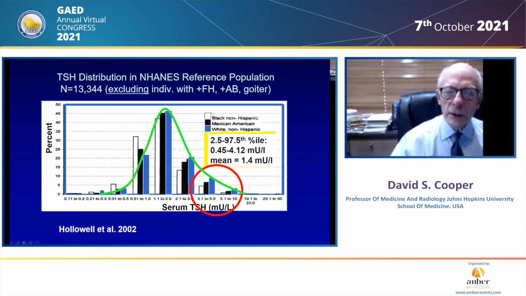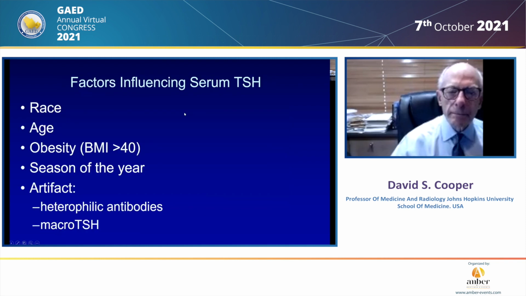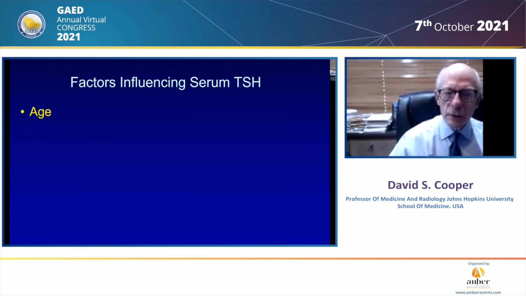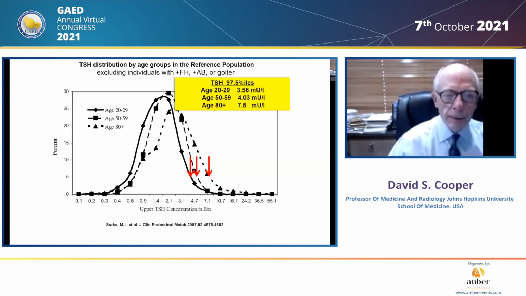But you can see there are actually mild ethnic differences, so that Black individuals actually have a slightly lower TSH with a curve that's shifted over to the left. Now, there are actually many factors that can influence serum TSH. I've listed them here. Obesity is one, season of the year. I want to focus on age, though, as one of the main things that we need to worry about.